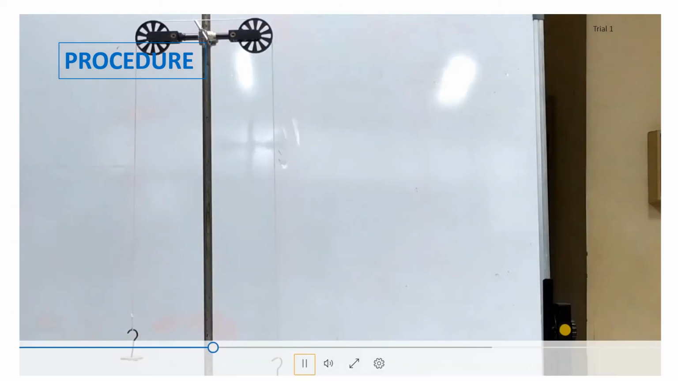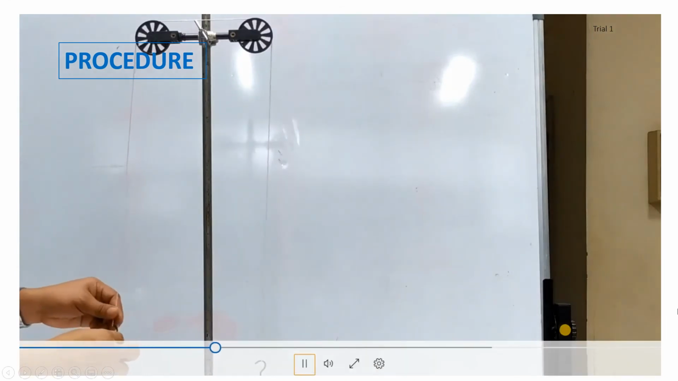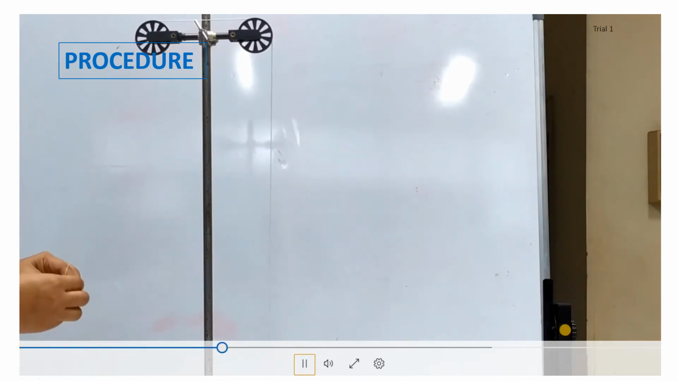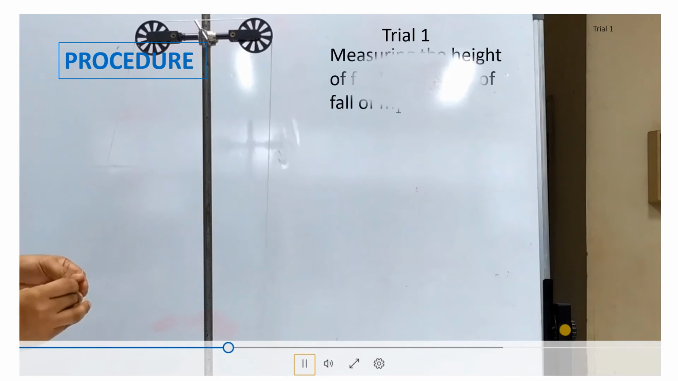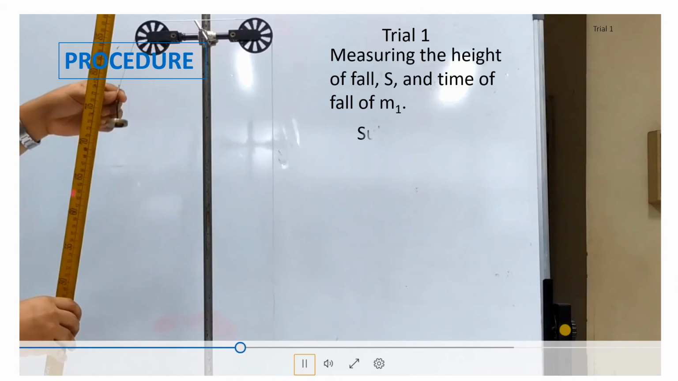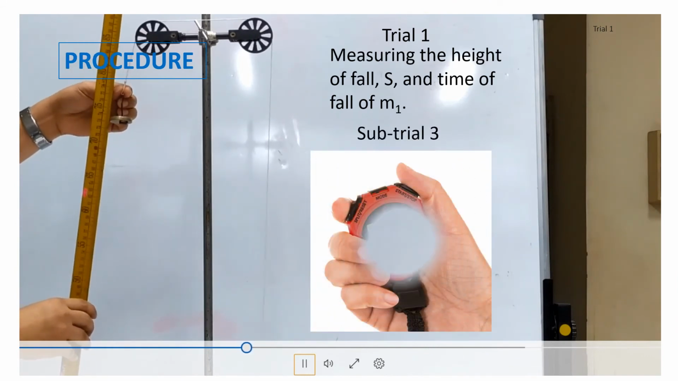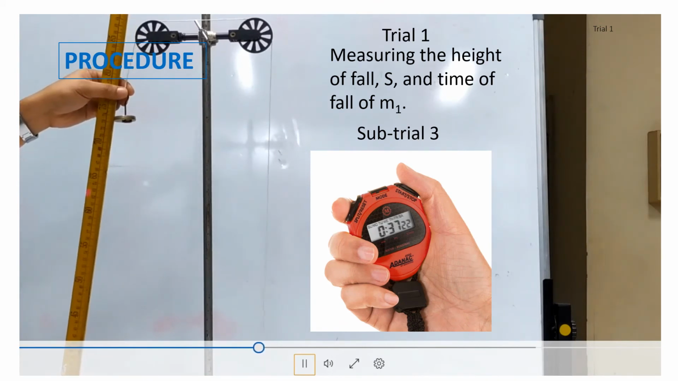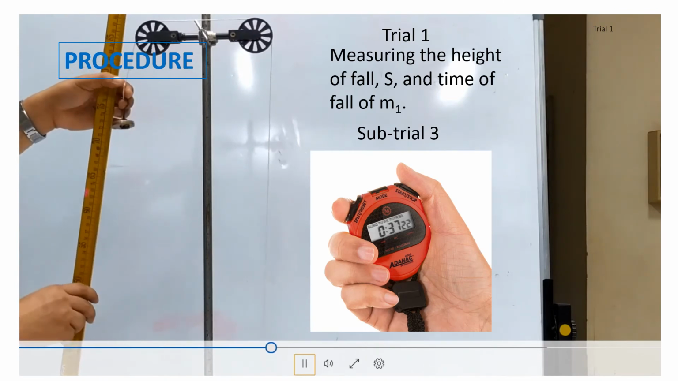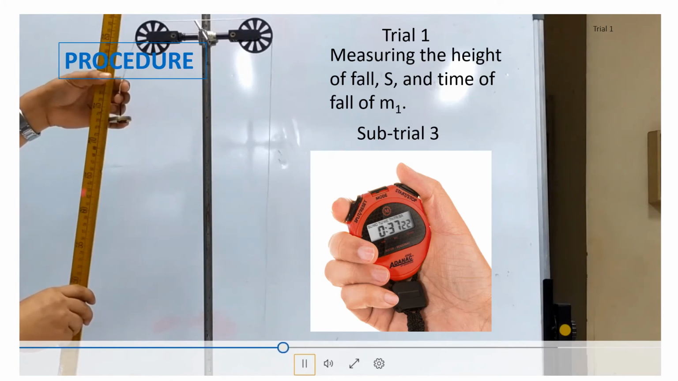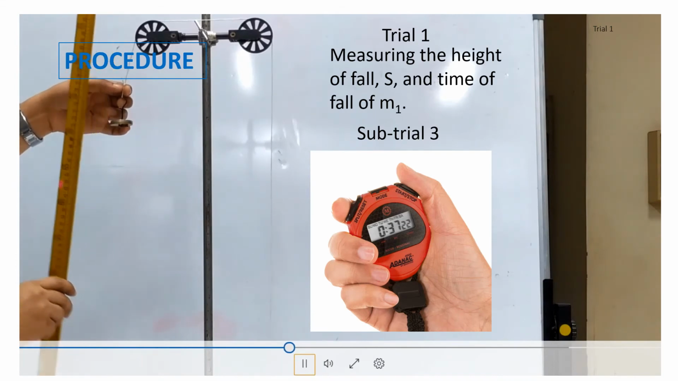For sub-trial 3, for trial 1, position m sub 1 and m sub 2. Measure the height of fall. It's the same as the first sub-trial. Measure the time of fall using the stopwatch. Observe carefully the release of the heavier mass. Start the stopwatch and stop once m sub 1 hits the floor. Record the time of fall for sub-trial 3.